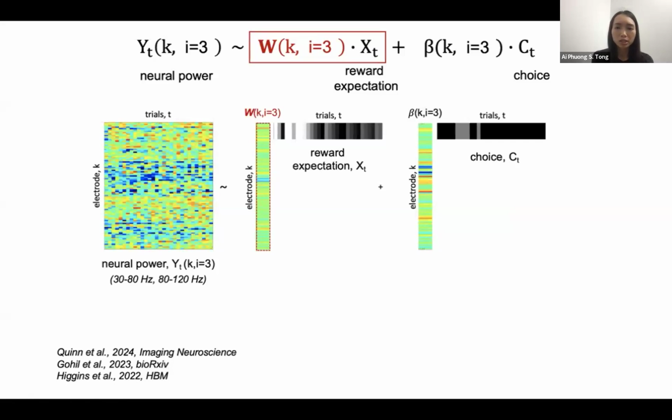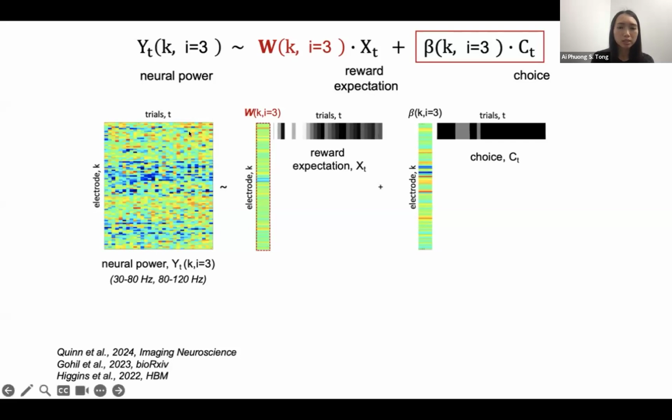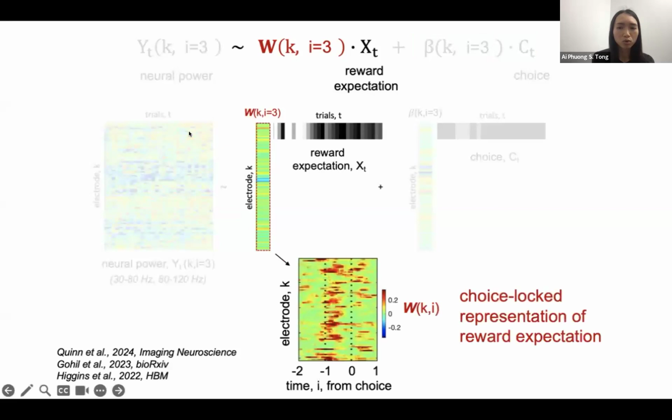And so I measured the representation of expectation by performing a trial-wise regression of the mean power on this reward expectation X and choice C for one electrode K at 400 millisecond trial time point I at a time. And so shown here is an example of time point 3. And we repeat this for each time point from 2 seconds before to 1 second after choice is made.